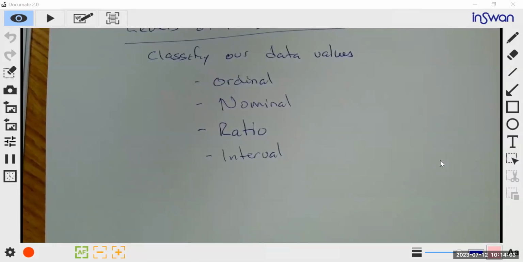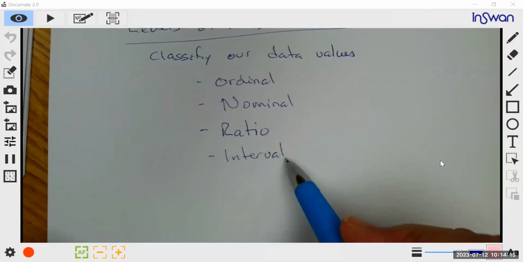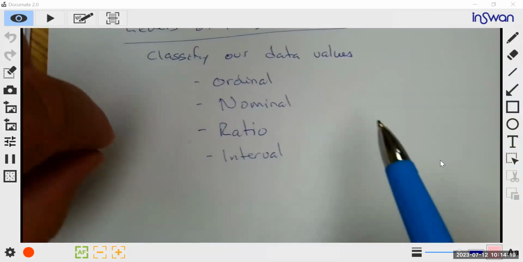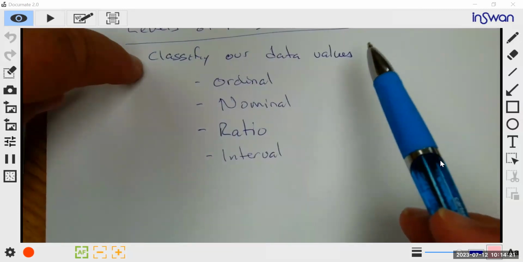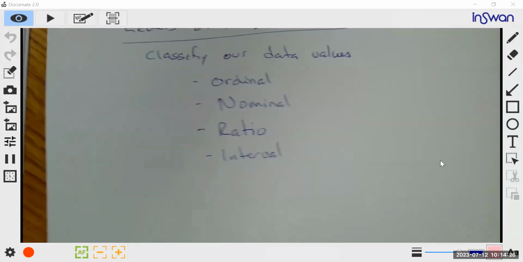I bet you've heard of two of these. Has anybody heard of ordinal or nominal? No, but we'll discuss that. We've heard ratio and we've heard intervals before. Now we're going to look at them. Why is this important? Knowing the type of data we're using will help us. It's used in specific types of experiments that you do. I'll just go back a little bit.